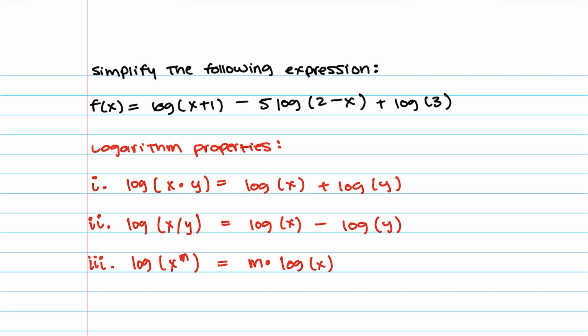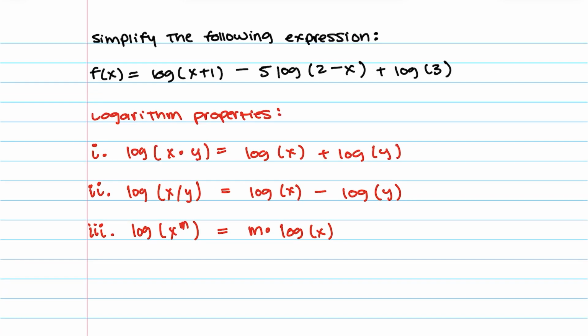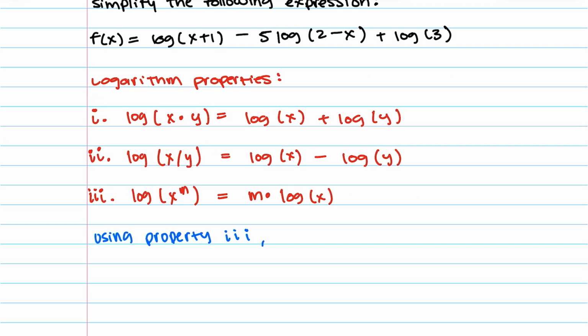And so using these properties, let's try and simplify the expression that we have. All right, so we're going to start off with property number 3. And we're going to use property number 3 to simplify 5 times the log of 2 minus x. And using the exponential property, we can rewrite this as the log of 2 minus x raised to the 5th power.